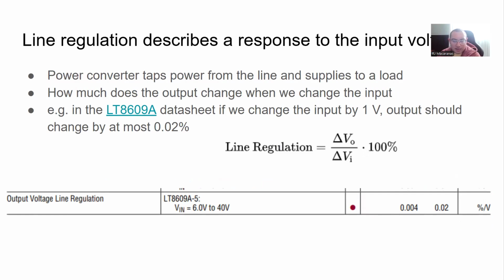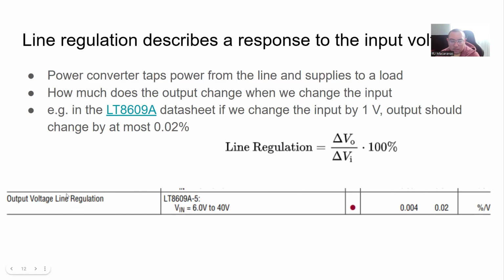Next up, we have line regulation. So line regulation describes a response to the input voltage. The input voltage is sometimes called the line voltage, or we're tapping off the line to create some kind of regulated voltage for the load. And so this line regulation is defined by this delta VO divided by delta VI. It's this ratio of the change of the output to the change in the input. And so this is typically specified in some kind of percent per volt.